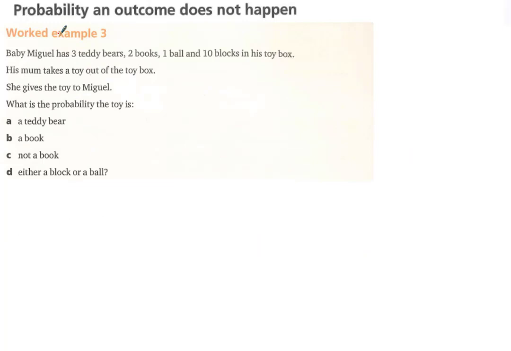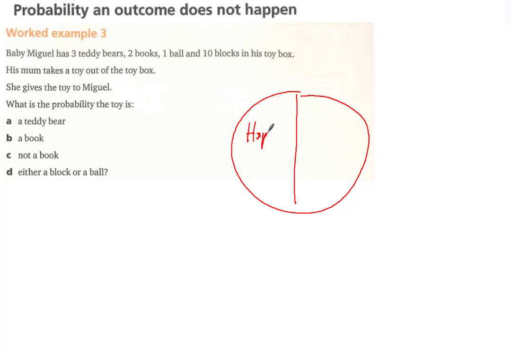Exercise 3. Probability of an outcome that does not happen. Well, we have two chances, like if we represent them as sets. There are two chances. Either an event happens, or it doesn't happen. So there is no third option. Either the event happens, or it doesn't.